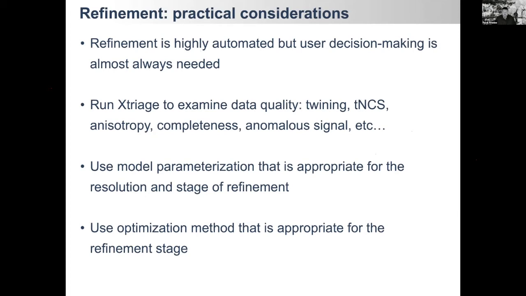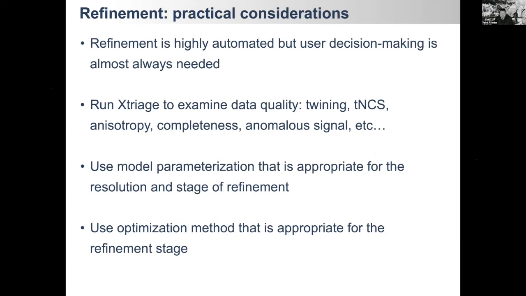Run Xtriage. I think people mentioned that before, and I will reiterate it now. Before you run refinement, you really need to have an idea what to expect, what your data quality is, and that's totally important, because that sets your expectation. For example, if you have twinning, then you need to choose an appropriate strategy for refinement.